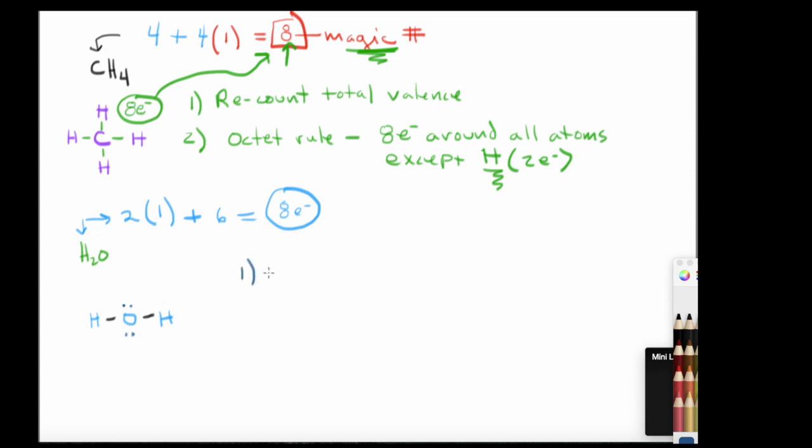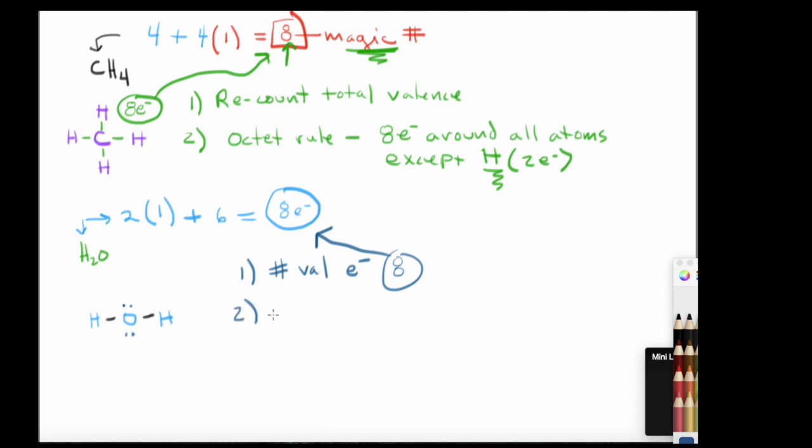So test number 1 is the total valence electron count. And what we see for this is a total of 8. That number matches this number. So we know that our structure has met test number 1.